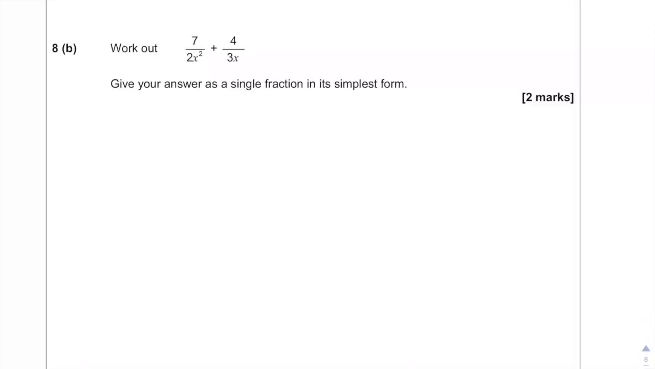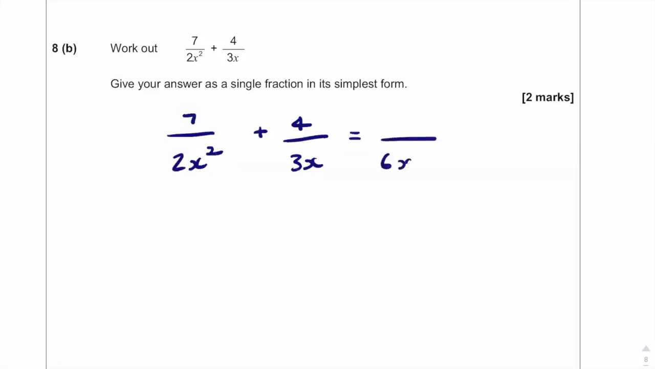And in part B, we need to work out 7 over 2x squared plus 4 over 3x. So what we need to do is find a common denominator between both of these fractions. So we're going to have the 2x squared multiplied by the 3x. So we're going to end up with a denominator of 6x cubed.